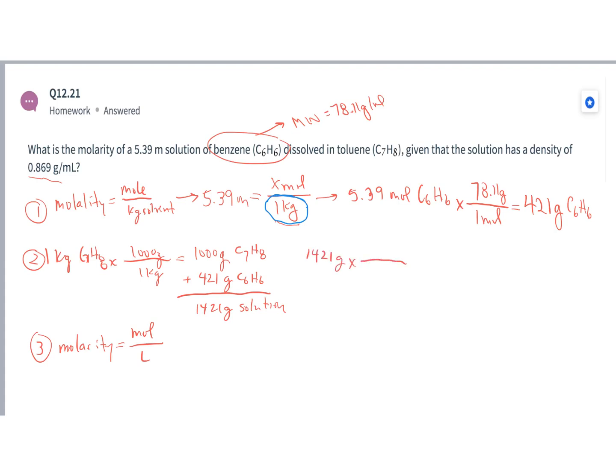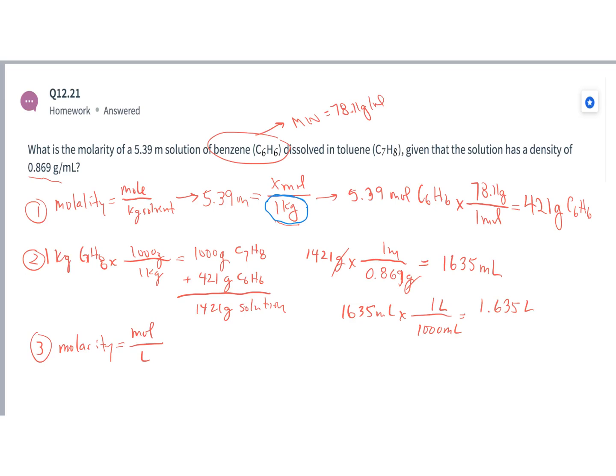And I know this solution has a density of 0.869 grams in 1 milliliter. So grams cancel out. So I'm going to have a volume of about 1,635 milliliters. Well, before I find the molarity, I need to convert that to liters. So I've got 1,635 milliliters, and I know that there's 1,000 milliliters in 1 liter. So I have 1.635 liters of my total solution.